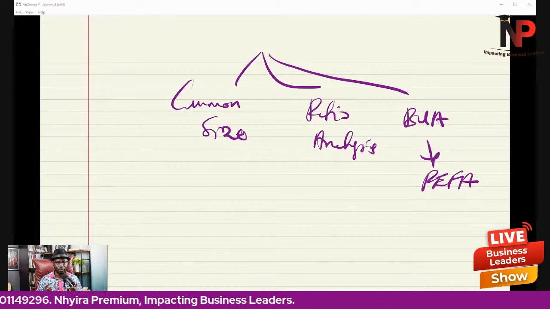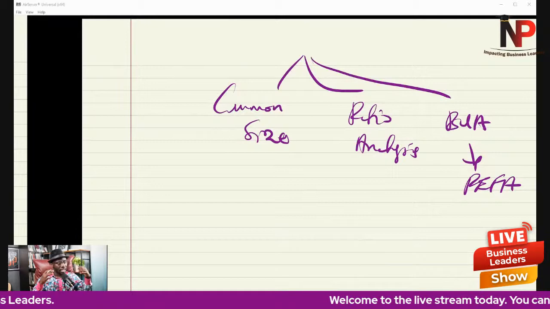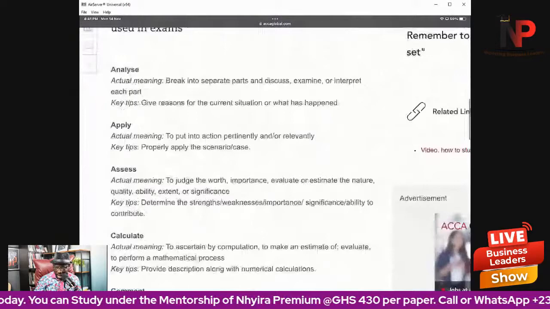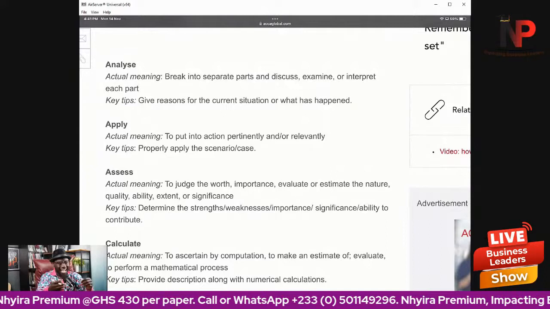So that is the first terminology that you are going to be hearing. And like I said, analyze will come in for public sector, financial reporting, corporate reporting, management accounting. The key thing is that anytime you hear the examiner saying analyze something, it means break it into the individual parts, discuss each of the parts, or interpret what is going on.